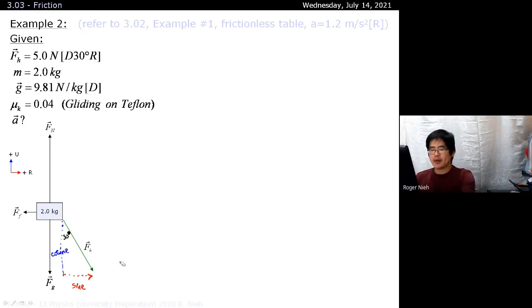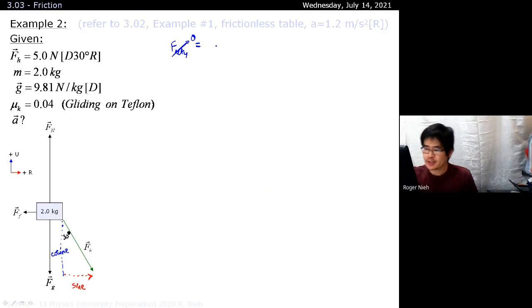The rest of this problem, I'm going to solve using the scalar approach. Yes, you can do it vectorially, but let's just stick with the simplified version. As we know, we need to deal with the F net in our y dimension first. All right, F net y is equal to 0.